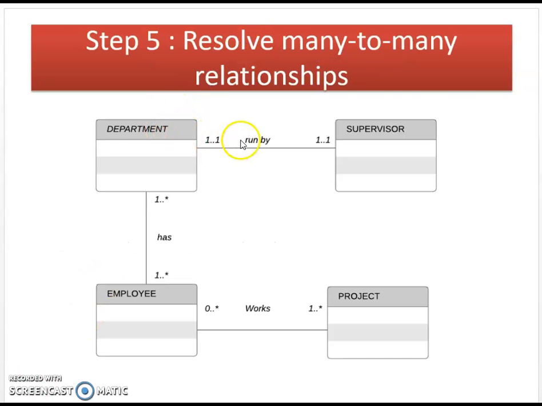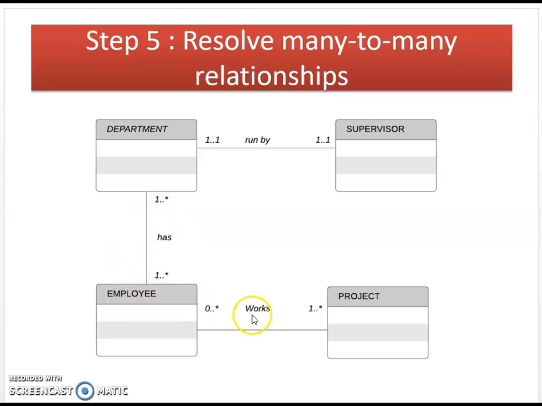A department is run by one supervisor, or one and only one supervisor. A supervisor can only run one department. A department has more than one employee, which is one-to-many employees. An employee can work for more than one department, which is also one-to-many. There is a problem here. We have a many-to-many relationship that we need to resolve.